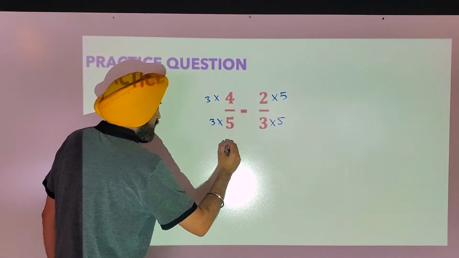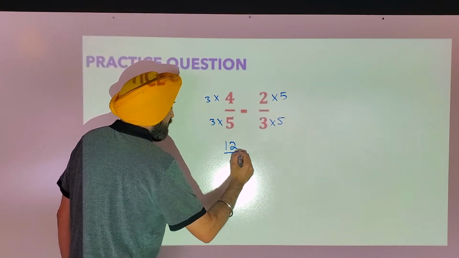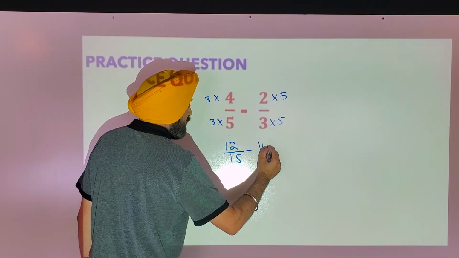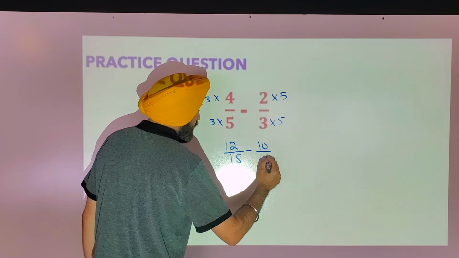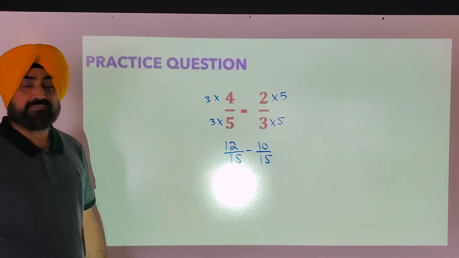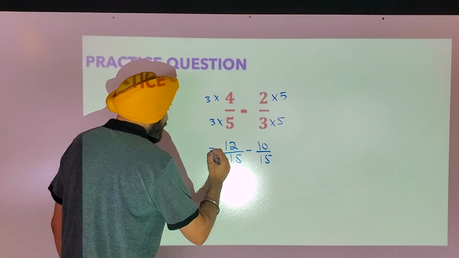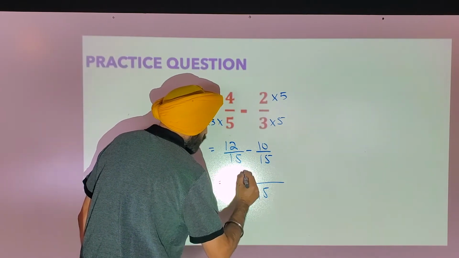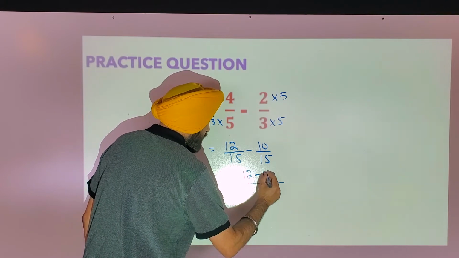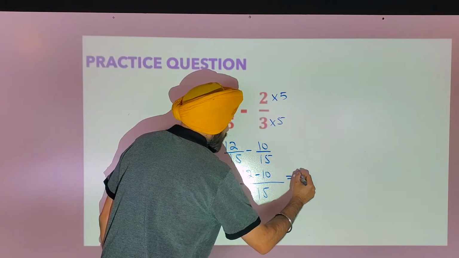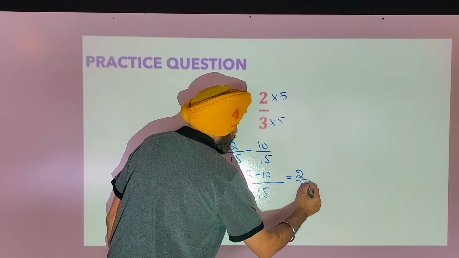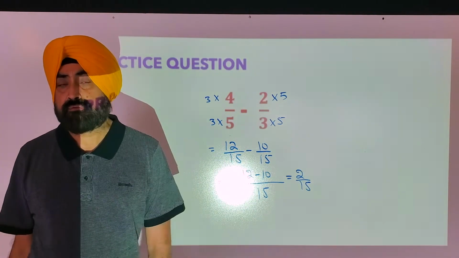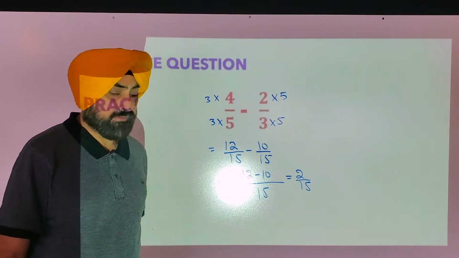So 3 times 4 is 12, 3 times 5 is 15, minus 2 times 5 is 10, 3 times 5 is 15. See, now the denominators are same. So we write the denominator only once and subtract the numerators. 12 minus 10 is 2 over 15. Now see if you can further simplify. You cannot. 2 over 15 is the answer.